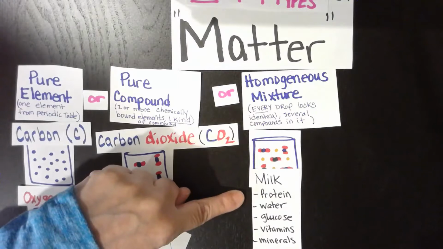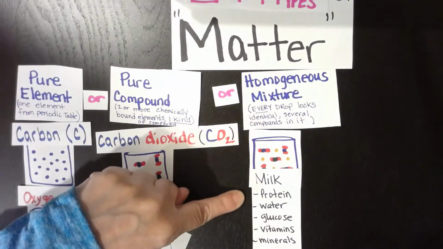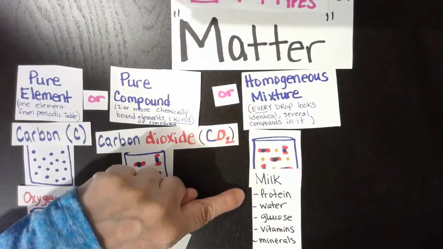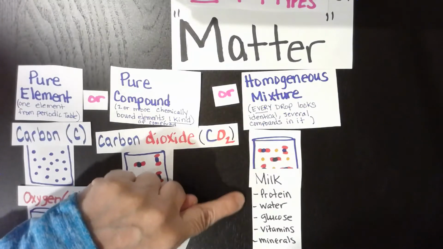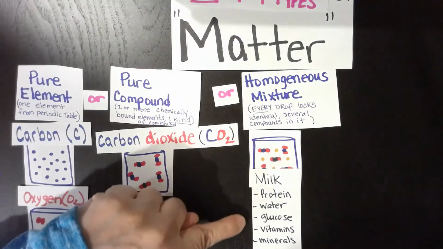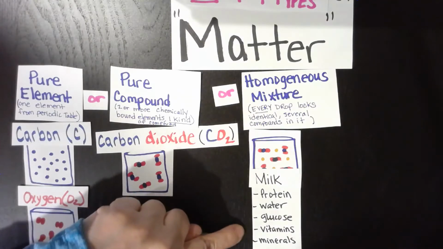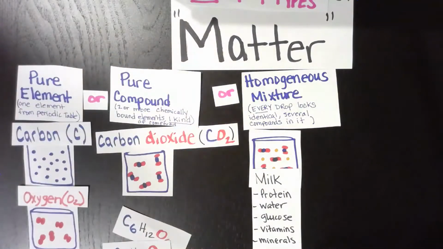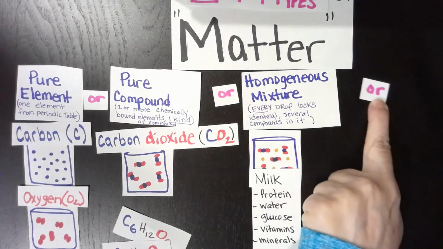But milk, if you've ever really thought about it, is one of those foods that we talk about being highly nutritious. Milk is more than one thing. It has compounds of protein in it. It has compounds of water in it, compounds of glucose, compounds that contain vitamins, compounds that contain minerals. But these compounds are all broken up so small that every drop looks identical, even though there are several compounds in it.